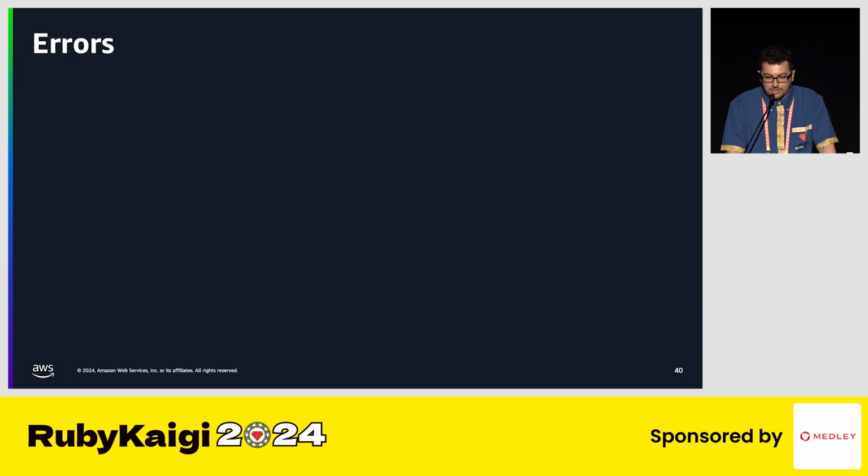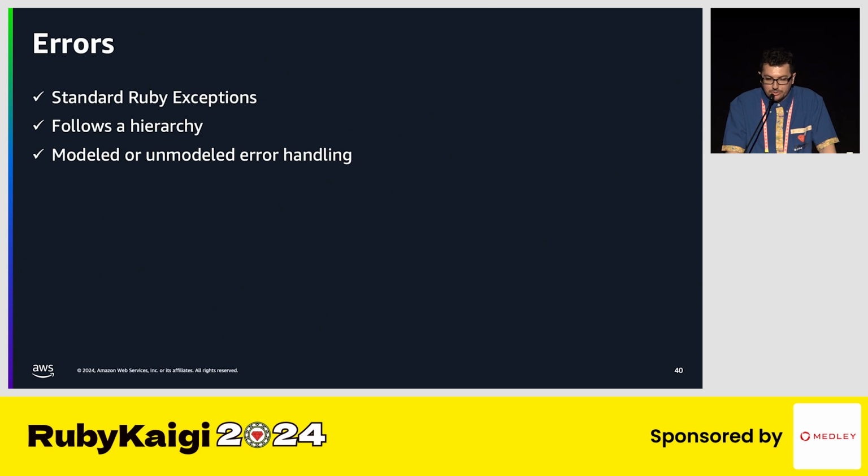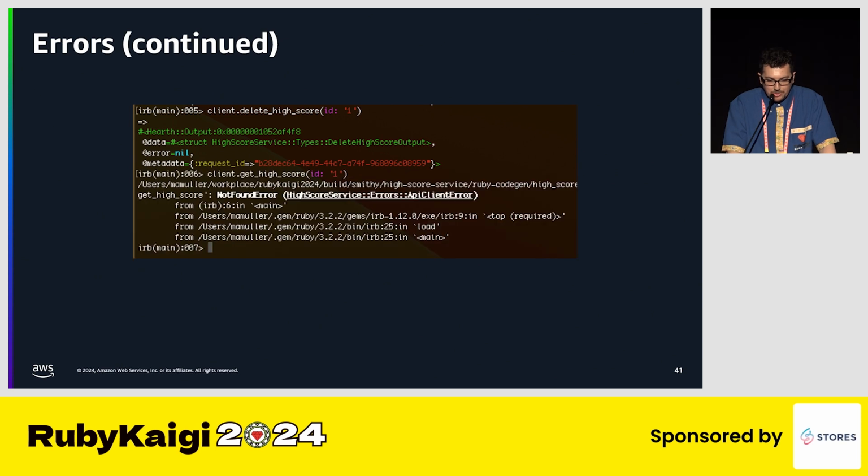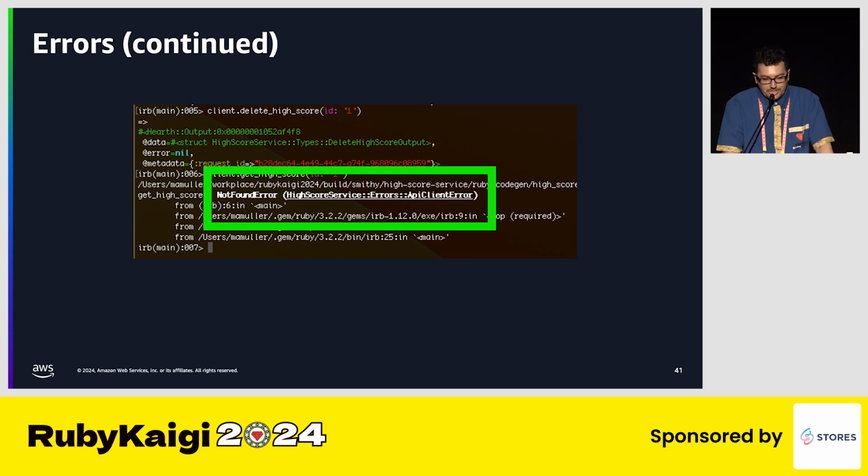The SDK supports native errors and error handling. The errors are standard Ruby exceptions. Errors follow a hierarchy, which we will see shortly. Errors can be modeled or unmodeled and are handled the same way. In this example, we deleted our high score, but then we attempted to delete it again. When that second delete failed, we got our not found error. This error was not modeled. It is just a generic API client error with an error code of not found.